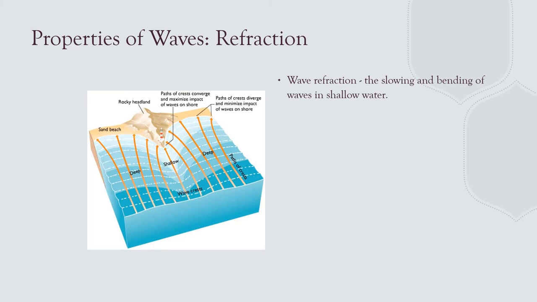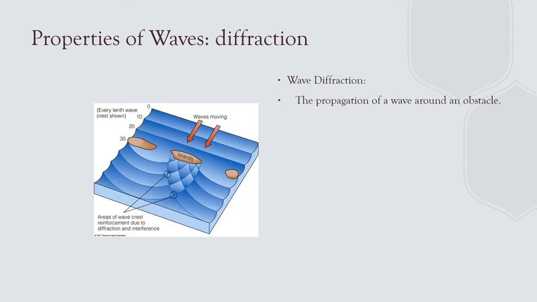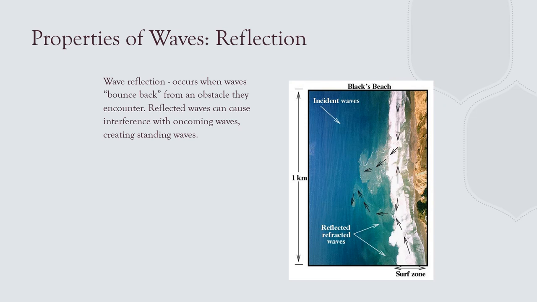Waves tend to bend towards shallow areas due to bottom interference and bend away from deeper areas. So you're having in the shallow areas more erosion and in the deeper areas more deposition. They tend to bend around islands. We call that diffraction. And of course, the refraction and return flow. Here you have refraction and that rip current depicted in that image.